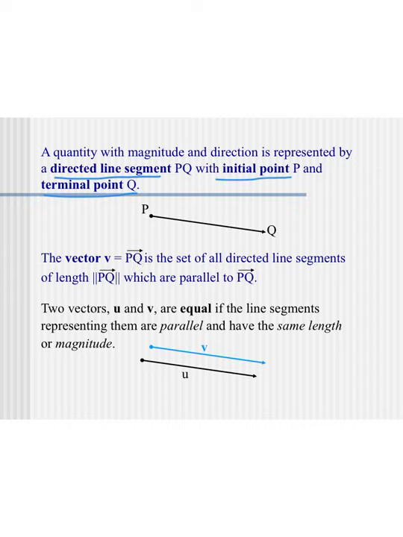And it's going to contain the set of all directed line segments of the length PQ, which are parallel to PQ. So what that means is we could have several different vectors represented by one vector if they have the same direction and they have the same magnitude. As an example of that, we could say that vectors u and v are going to be equal, meaning they are the same, if they are parallel and have the same length or magnitude. So we can see vector v going down at a certain angle for a certain length. Vector u is parallel to that, so v and u are actually the same vector, just translated in a different space.